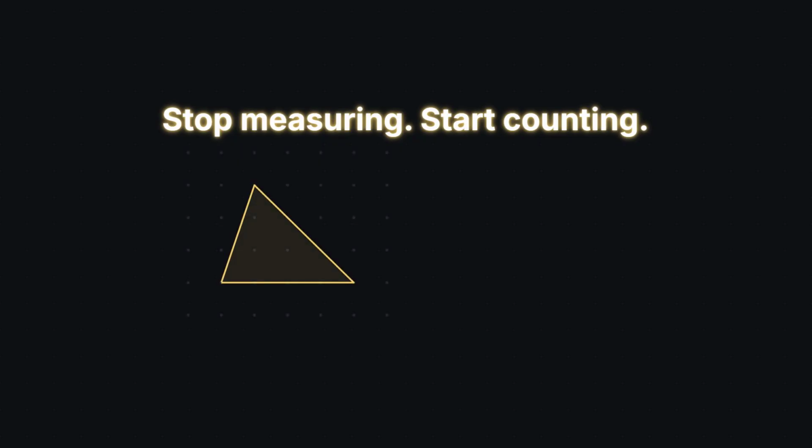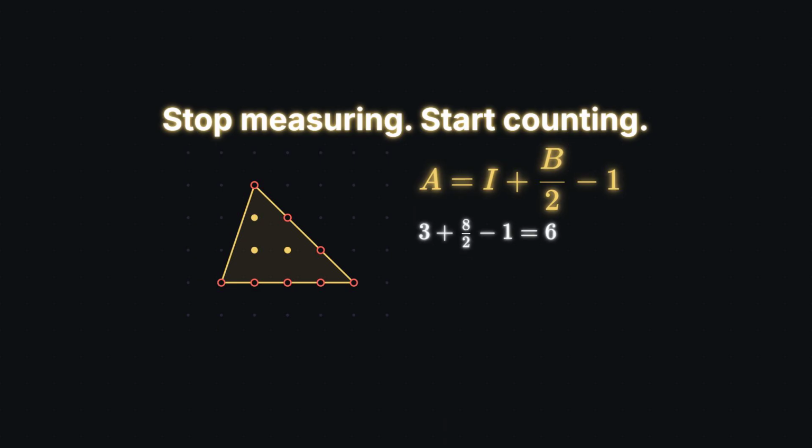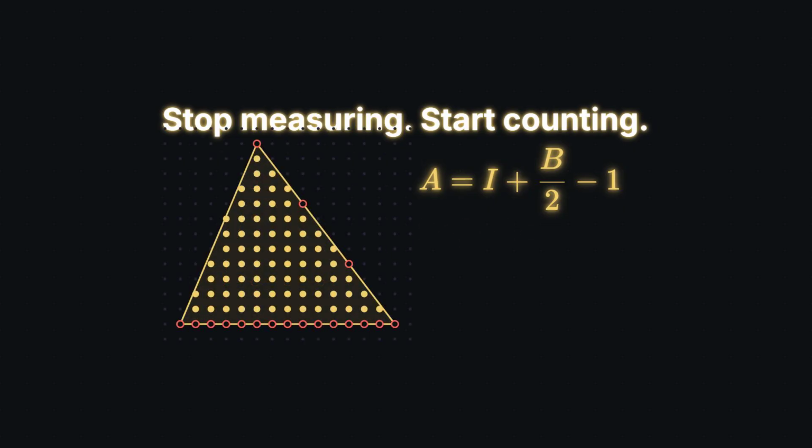Which brings us to the strangest one of all. Put your triangle on a grid, with all 3 corners on dots. Then stop measuring anything, and start counting. Count the dots strictly inside. Count the dots sitting on the edges. The area is the inside count, plus half the edge count, minus 1. 3 inside, 8 on the boundary. 3 plus 4 minus 1 is 6. And it works on our triangle too.